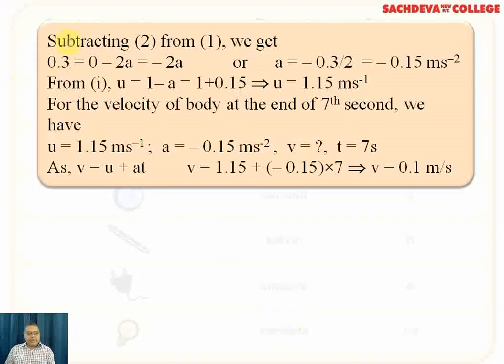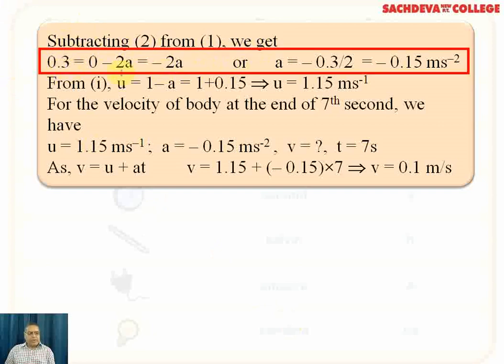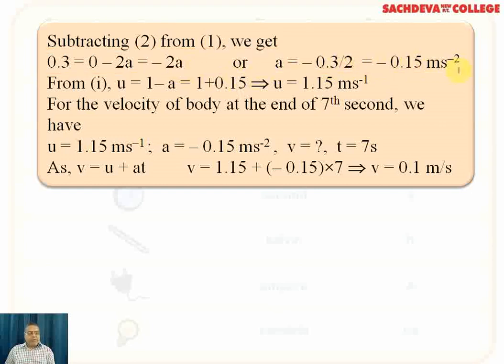So we find the values by subtracting equation 2 from 1. We get 0.3 is equal to 0 minus 2a, that is minus 2a, or a will be minus 0.3 over 2, that is minus 0.15. From the first equation, u is equal to 1 minus a. We put the value of a and we calculate the value of u. u is 1.15 meters per second.